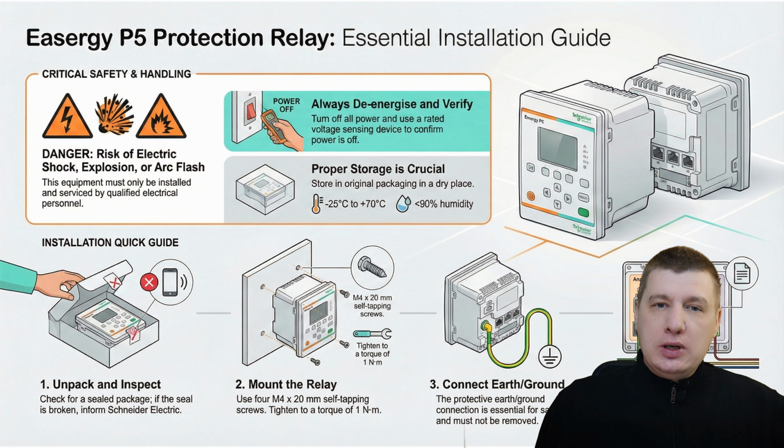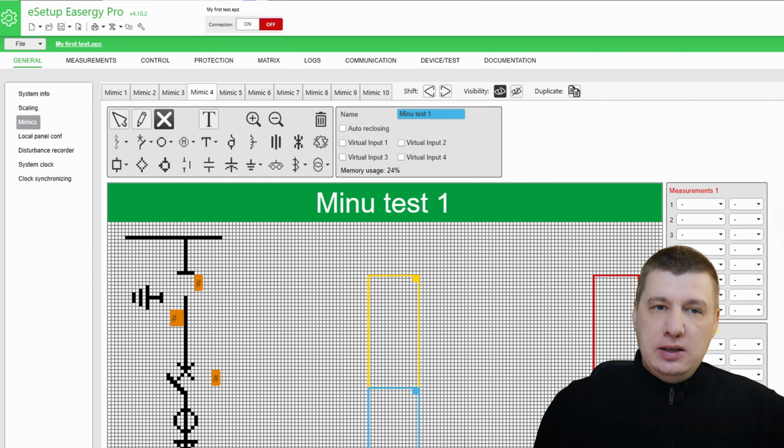Hi, today we are looking at one of the most useful visual features of the P5, the mimic display. If you have ever looked at the relay screen and seen a digital diagram, you see circuit breaker and bus bars. You are looking at the mimics. It is essential in the single line diagram that provides a real-time animated snapshot of your electrical bay.